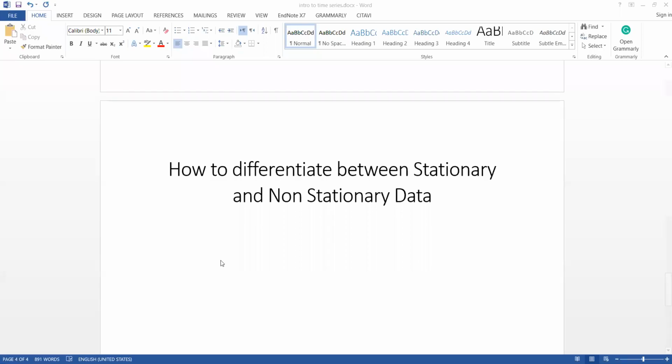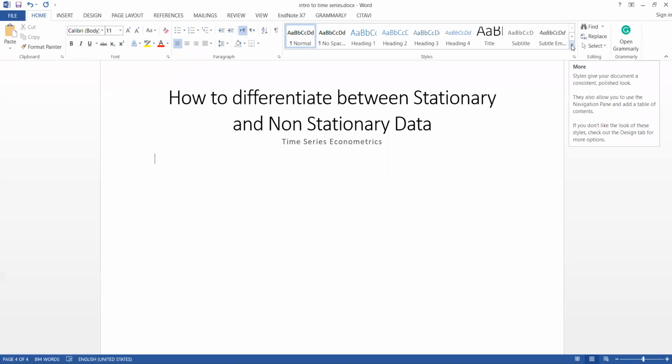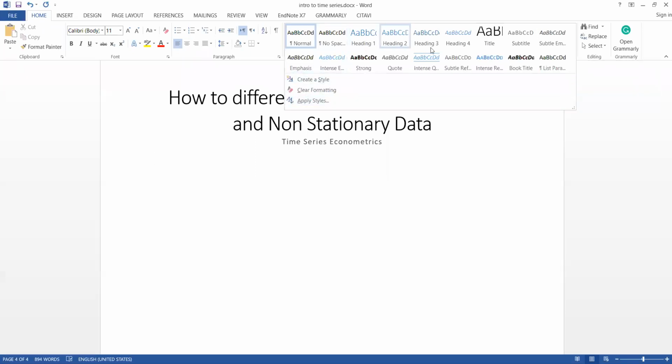So the topic that we are discussing right now is how to differentiate between stationary and non-stationary data for the case of time series econometrics. So within time series econometrics, how do we differentiate between stationary and non-stationary data? Before this, I will write one statement that is the major differentiating factor between stationary and non-stationary variables.